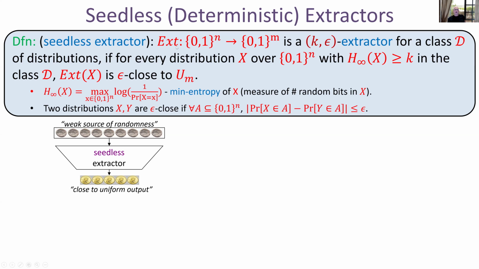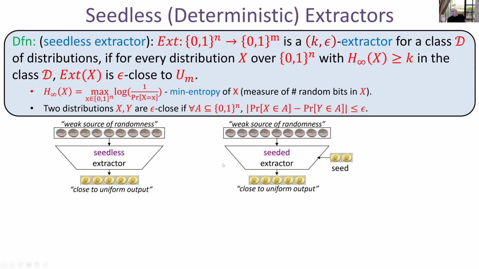as follows. So a function X from n bits to m bits is a (k, epsilon) extractor for a specified class D of distributions of allowed weak random sources if for every distribution X in the class that has sufficient min entropy, that the min entropy is at least k, where k is a parameter, the output distribution of the extractor is epsilon close to uniform, where distance is measured by statistical distance. So this is a standard definition. This is what is known as a seedless extractor.